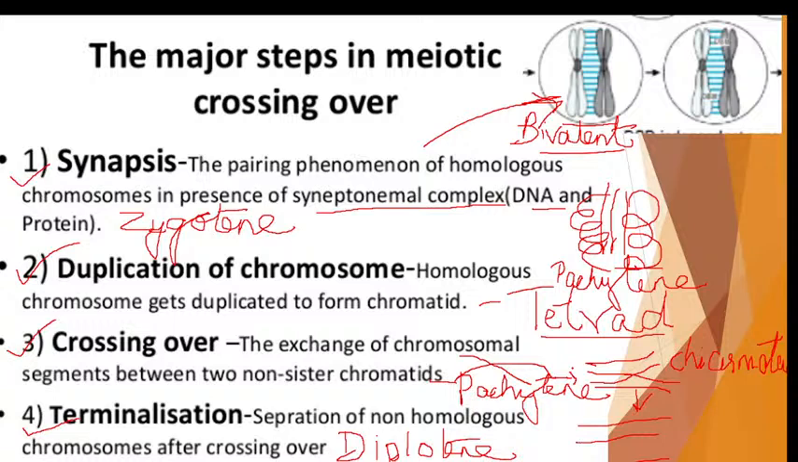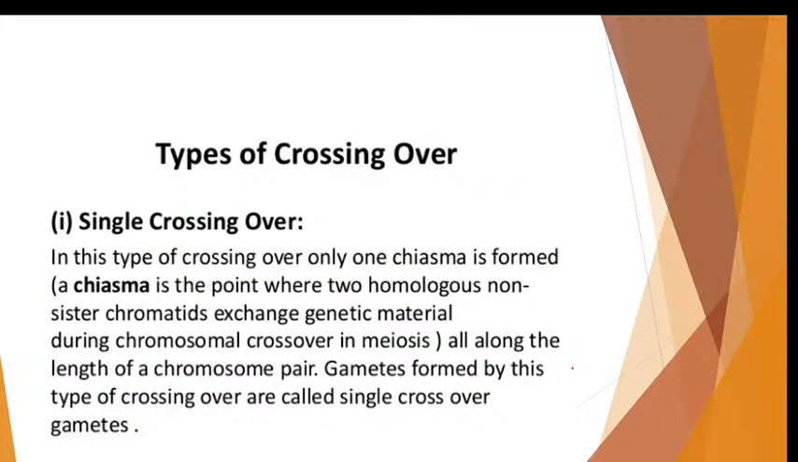And the final step is known as terminalization, where the separation of the crossing homologous chromosomes happens, and this takes place during the diplotene stage of meiosis. And at this stage, the chromosomes will move apart from the centromere towards the tip of the chromosome. These are the major steps in meiotic crossing over.